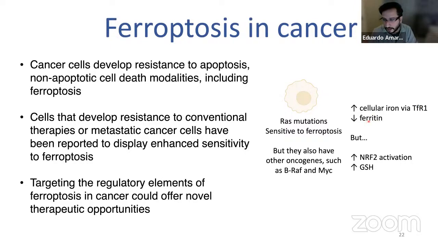So basically they could die quickly. But they are tumor cells. They grow like crazy, right? And this is because these cells also present other oncogenes, such as BRAF and MYC. And these are important for boosting the antioxidant response through NRF2 activation, leading to increased levels of glutathione. And this antioxidant response will be important to prevent this iron accumulation. And that's how these cells can grow like crazy. So that's why targeting regulatory elements of ferroptosis has been considered as a potential target for therapeutic interventions.